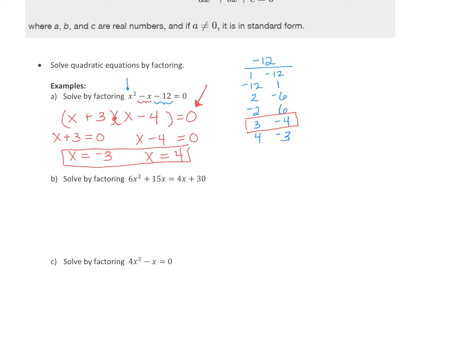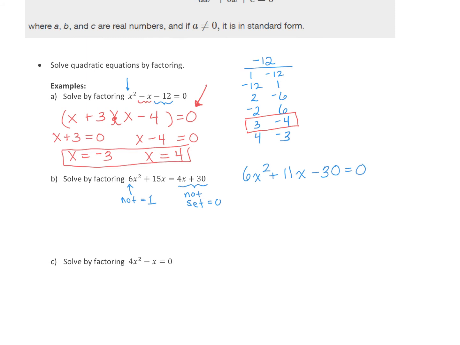For our next example, you may notice 2 different things. First, the coefficient of our squared term is not equal to 1, and it's not set equal to 0. So we need to first set it equal to 0. So I'm going to subtract 4x and add 30, and we're going to get 6x squared. If I subtract 4x, I will get 15 minus 4, or 11x. And then subtract 30.